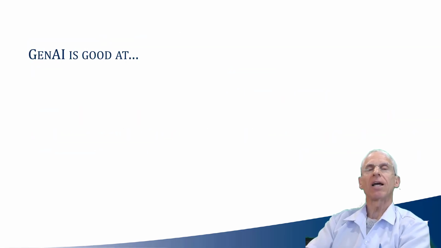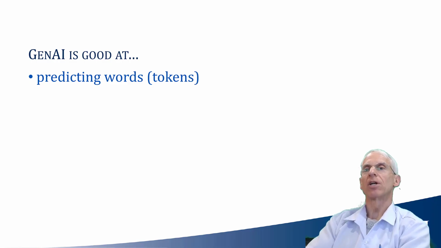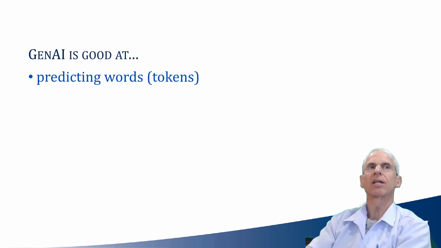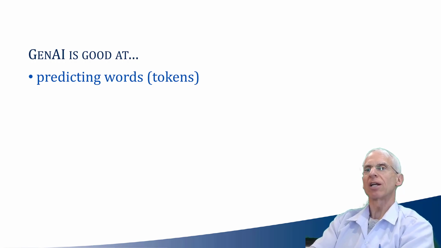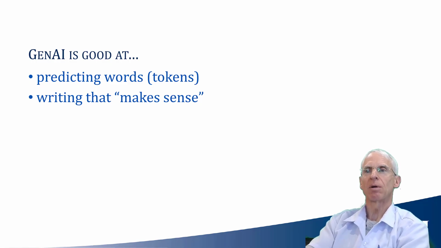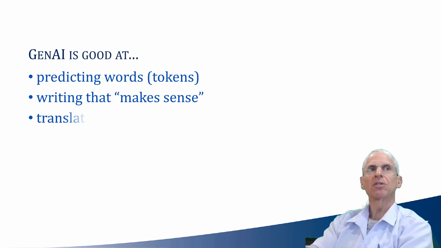Some things that AI or generative AI are good at. One is predicting words. Technically, it's not words that they predict, it's tokens, which are parts of words. I'll talk about that in the next video. But they're very good at predicting what the next word would be in a particular sentence, as an example. They do writing. They write in ways that make sense, meaning good grammatical form, good flow. It makes sense. It may or may not be true, but it makes good sense. We'll talk again about more of that in the next few videos.